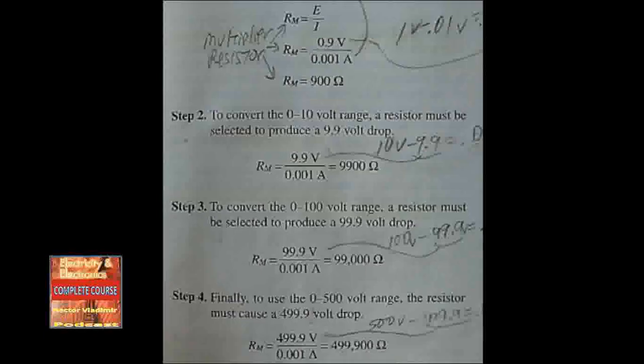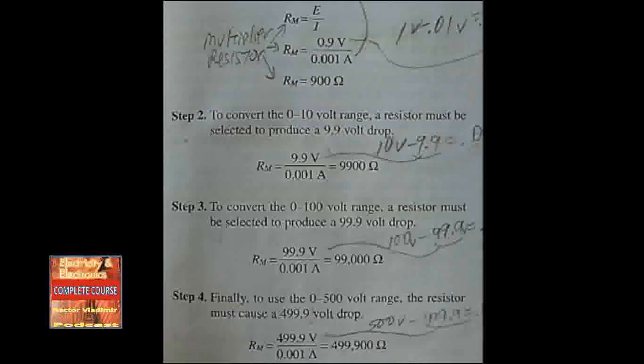Step 2. To convert to 0 to 10 volts range, a resistor must be selected to produce a 9.9 volts drop. So the resistor multiplier using Ohm's law equals 9.9 volts divided by 0.001 amp, which is equal to 9,900 ohms. Step 3. To convert to 0 to 100 volt range, a resistor must be selected to produce a 99.9 volt drop. 99.9 volts comes from 99/100 of 100 volts, which is the maximum range, and 99/100 of 100 is 99.9, which is the voltage drop required from the resistor multiplier. So using Ohm's law again, the resistor multiplier equals 99.9 volts divided by 0.001 amp or 99,900 ohms.